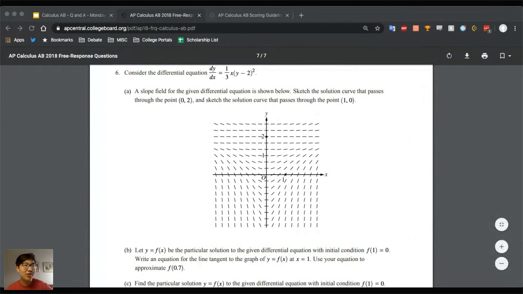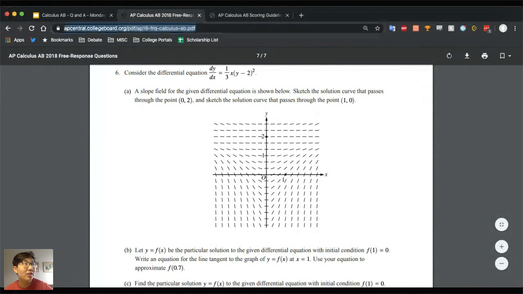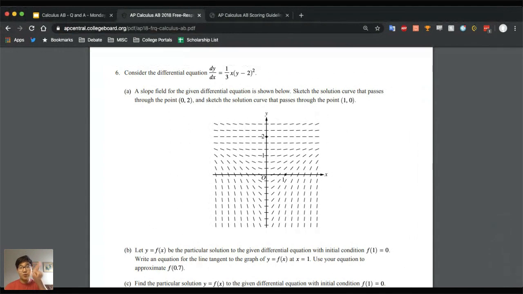First, we would sketch the solution curve that passes through the point 0, 2. Oops, my cursor is still not on the screen. So what that means is you want to find where 0, 2 is, and as you can see here, the slope is horizontal. So you want to take a line that goes straight through, and the solution curve is literally just a straight line at y equals 2. So that's the first thing we would do. Now the second thing is to sketch the solution curve that passes through 1, 0.